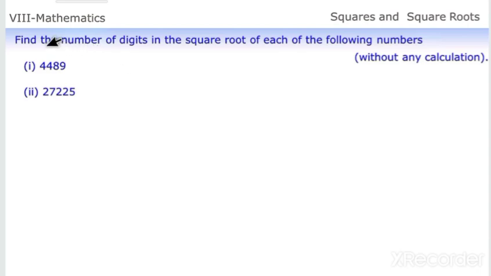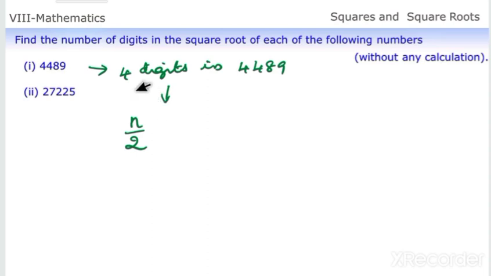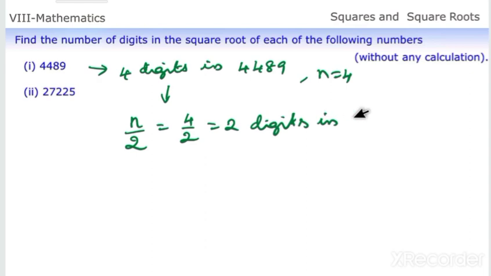Now you see this one. Find the number of digits in the square root of each of the following numbers without any calculation. There are 4 digits in the given number 4489. Therefore, how many digits will be there in its square root? As per the formula n by 2, here n is 4. So n by 2, 4 by 2, you will get 2. So 2 digits will be there in its square root.